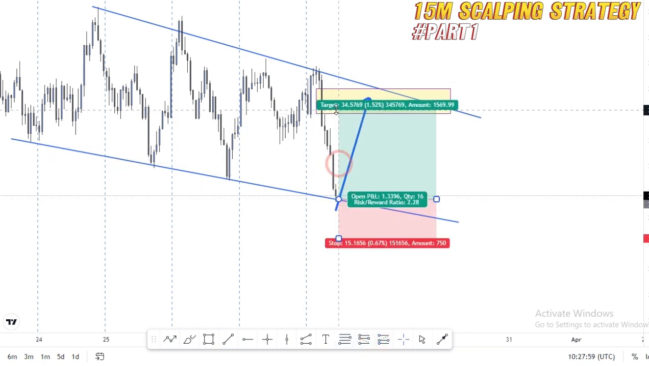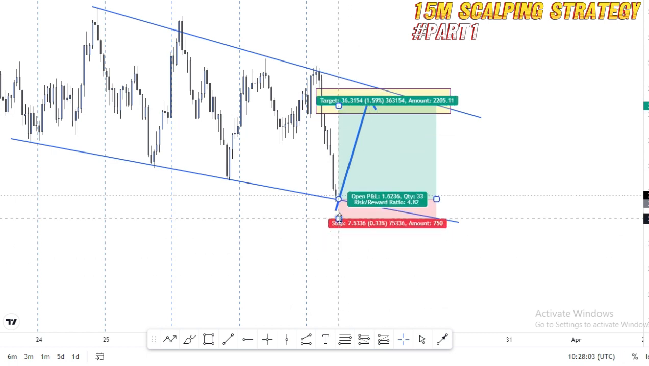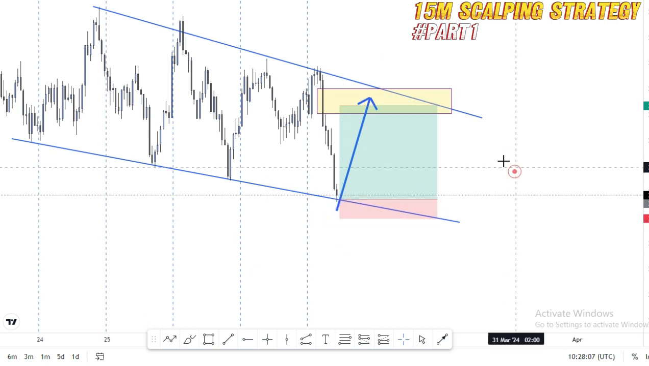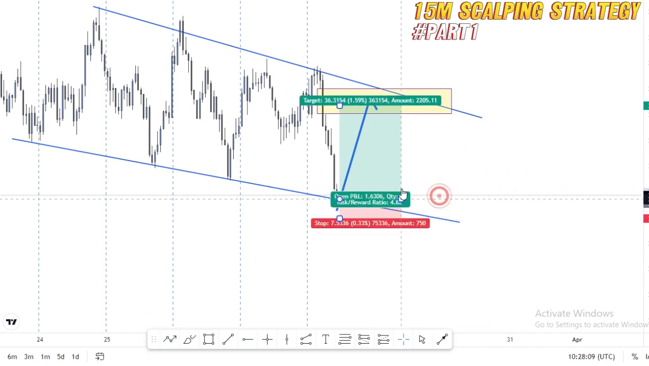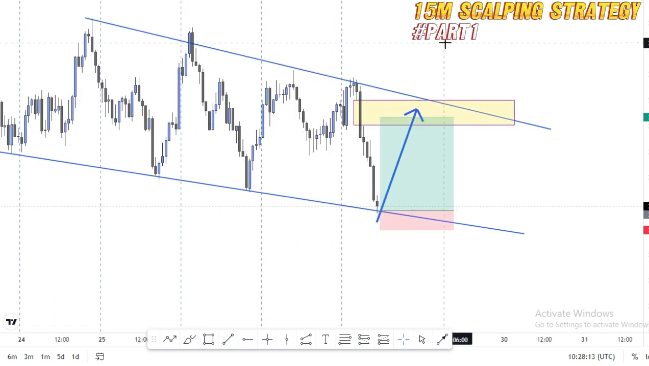So this is going to be my entry, this is going to be my TP, and below here is going to be my stop loss. So a few pips below our trend line is going to be the stop loss level, while the fair value gap above here is going to be my TP. This is how simple this strategy is. You just have to keep it simple and straight.